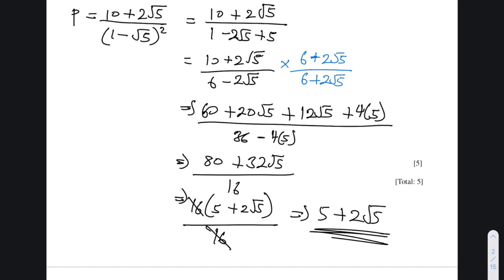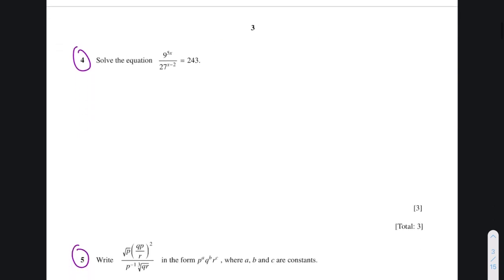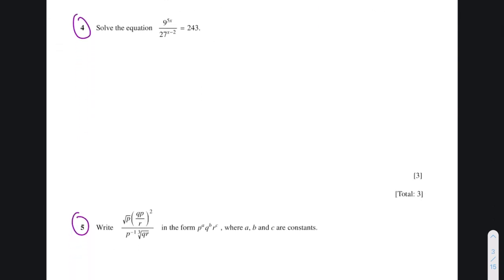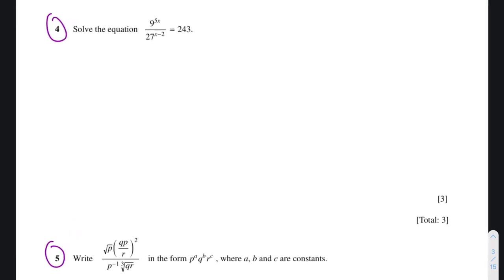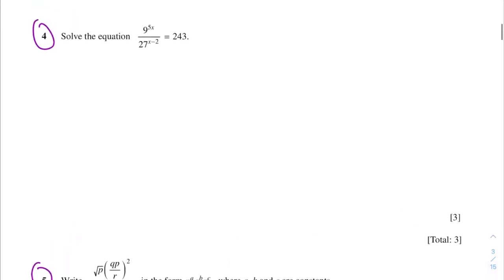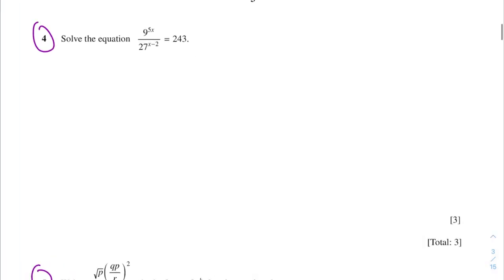All right. The next thing that we want to do is to solve question 4. Question 4 says solve the equation. I haven't really taken a deeper look at it. Maybe it could be an indices problem, or it could be a logarithm. If it's a logarithm, then I'm going to solve it in the logarithmic way. I have a video on that on the channel. But if it's indices, then we're just going to do it with indices, okay?